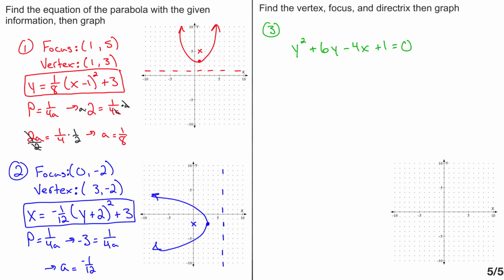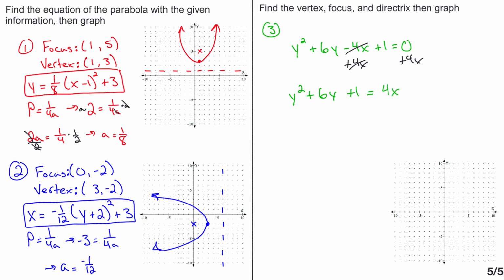So the first step is I need to get the x by itself on one side of the equal sign. So I'm going to add the 4x to the other side. And that'll leave me with y squared plus 6y plus 1 is equal to 4x.